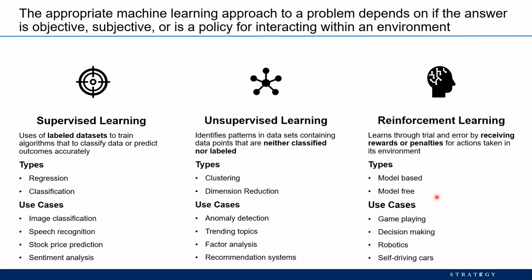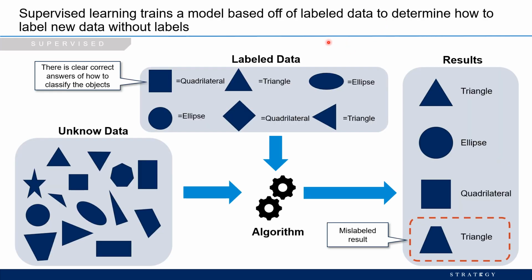Use cases for reinforcement learning, like we talked about before, are making AI bots in games, decision making, robotics, and self-driving cars. Okay, so this is the basics of how supervised learning works. Supervised learning will train a model based off of labeled data, so that it can then be fed unknown data and give you the results for that unknown data based off the model that was trained on the labeled data.